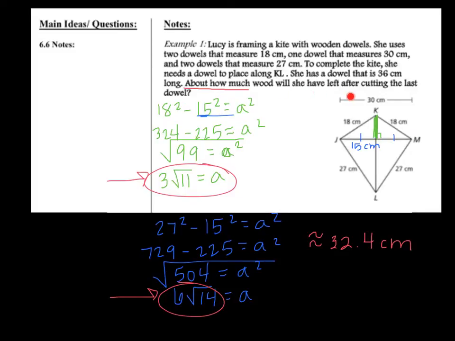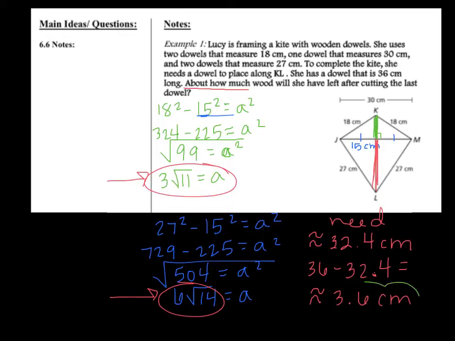But if I go back up here to my problem, I want to know how much wood I'm going to have left. So they need 32.4 centimeters for this entire diagonal. So I'm going to subtract it from 36. So I'm doing 36 minus 32.4 to find out how much I would have left. And when I do that, I get about 3.6 centimeters left. So this is actually my answer. Okay? All right, so let's go ahead and look at the next one.